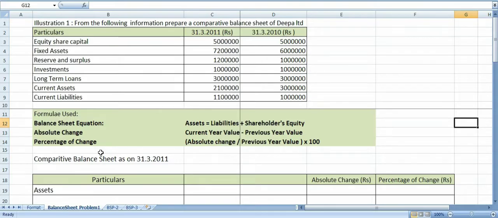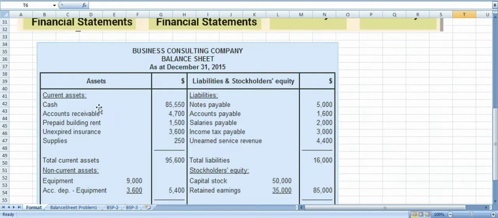Next we are going to see illustration problem one, where we have to prepare a comparative balance sheet of Deepa Limited. We should understand what items they have given, and then put each item under the subcategory of the balance sheet. The balance sheet will have assets, liabilities and stockholders' equity. Among the assets there are current assets and non-current assets. If the items are not given in which category they belong, we have to understand which category the item belongs to, whether it is current or non-current, and do the posting in the particular category.